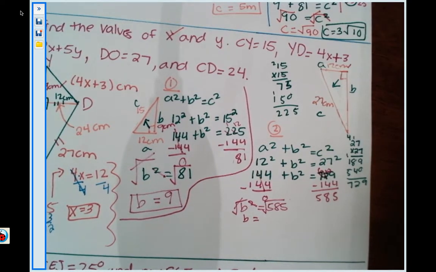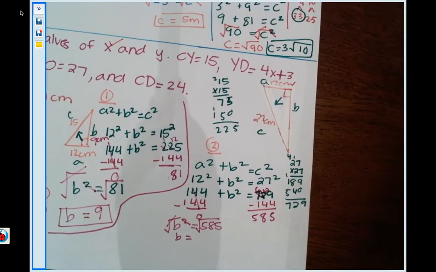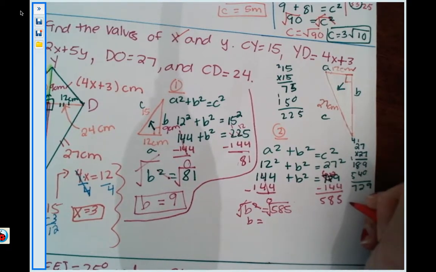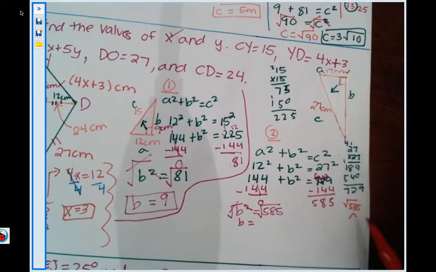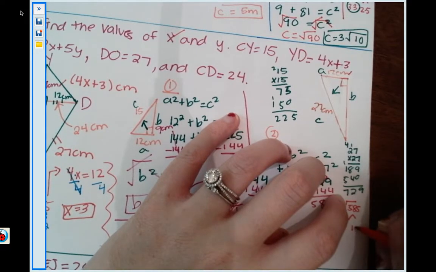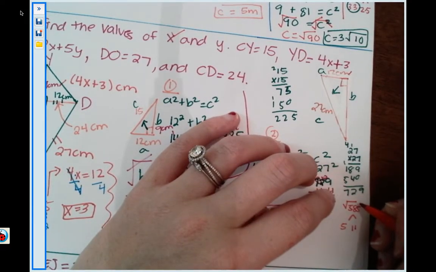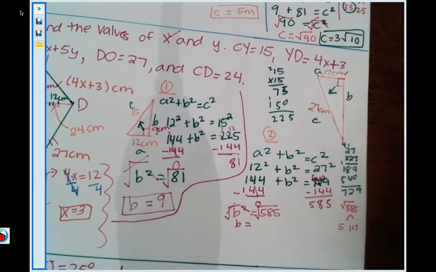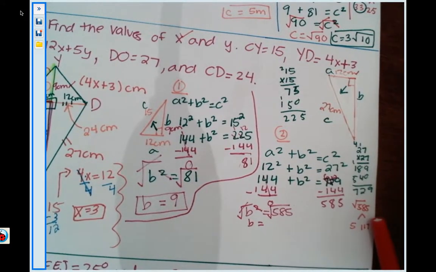Now, I don't know what the square root of 585 is off the top of my head, so guess what, you guys? I get to do a factor tree, which is super exciting. So I'm going to do a little factor tree over here to figure out what the square root of 585 is. Since it ends in a 5, I definitely know that 5 will go into it. 5 goes into it 117 times. So guess what, you guys? That means that this won't break down because 117 is a prime number. So b is just the square root of 585.